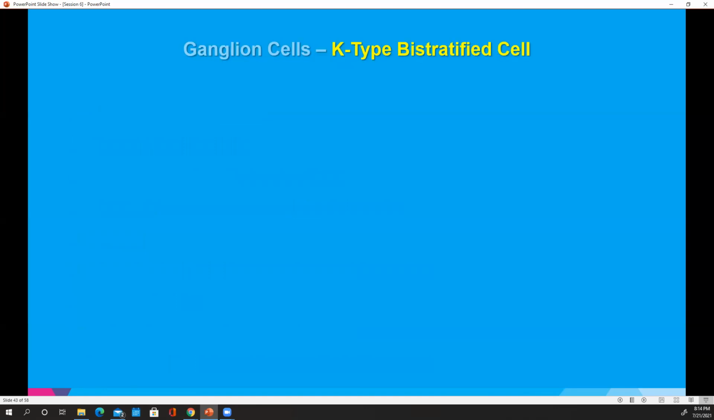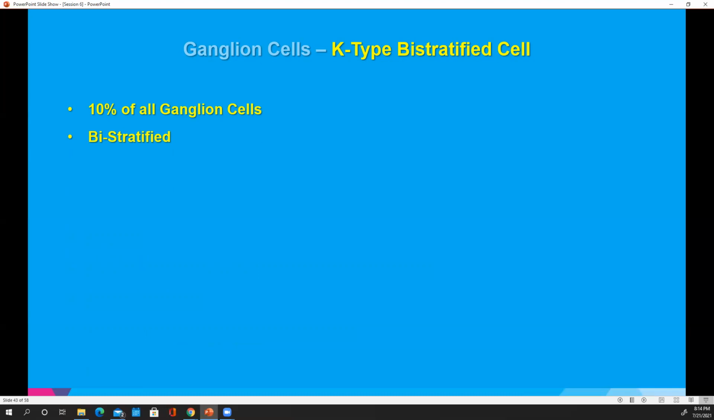K types, bistratified, the weird one. 10% of all ganglion cells, let's say it's 8, just so you know it's number 3 on the list in terms of frequency, okay? I'm not so sure they've made a distinction just yet, but just 10%. So it's number 3, but it's very close in terms of frequency. Bistratified, what does that mean? You know what the stratifications are now. It's in the on and the off. That's why they're called bistratified.